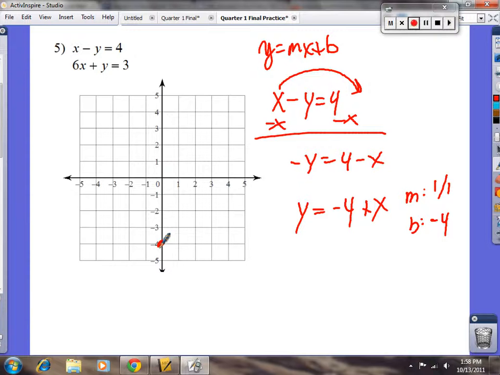So that means we're going to go up 1, over 1. Up 1, over 1, up 1, over 1, up 1, over 1. Down 1, left 1. Hey, that was right.